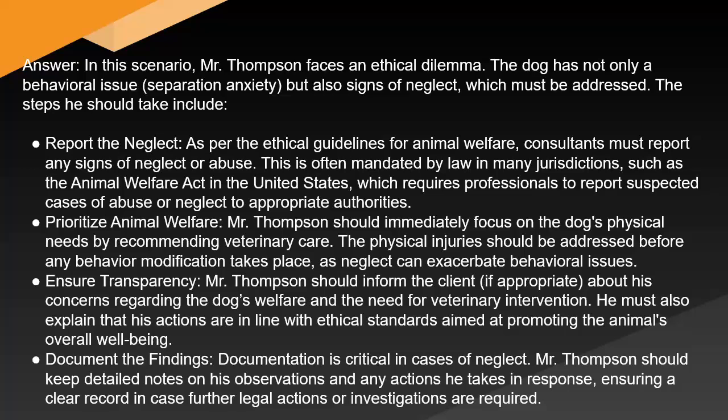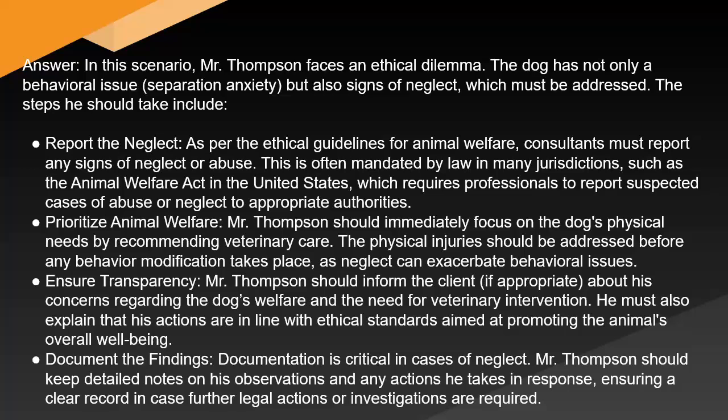The steps he should take include: report the neglect. As per the ethical guidelines for animal welfare, consultants must report any signs of neglect or abuse. This is often mandated by law in many jurisdictions, such as the Animal Welfare Act in the United States, which requires professionals to report suspected cases of abuse or neglect to appropriate authorities. Prioritize animal welfare. Mr. Thompson should immediately focus on the dog's physical needs by recommending veterinary care. The physical injuries should be addressed before any behavior modification takes place, as neglect can exacerbate behavioral issues.